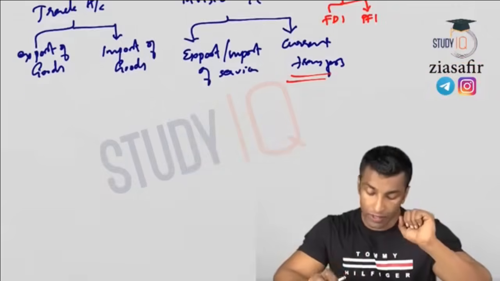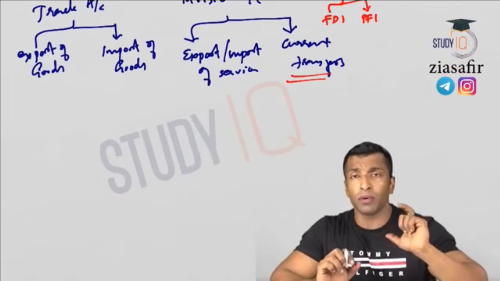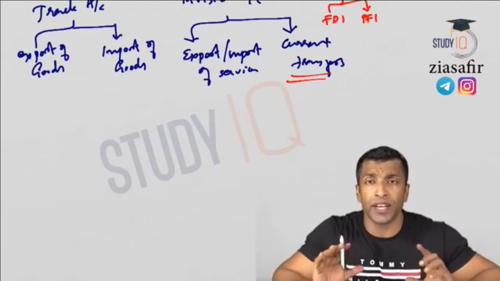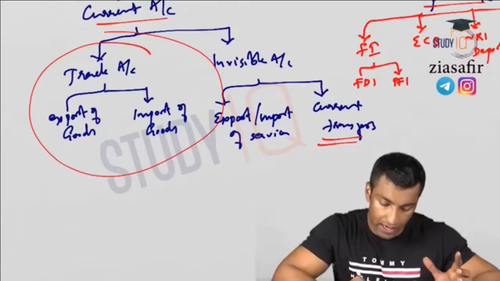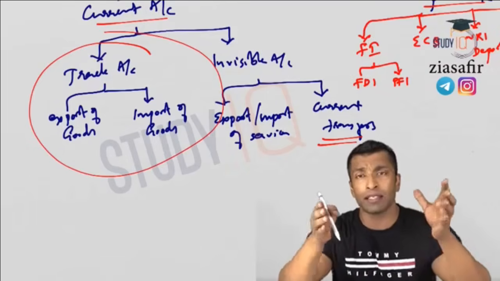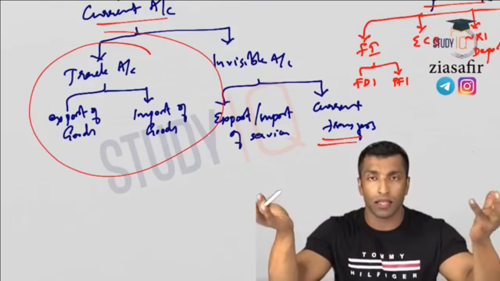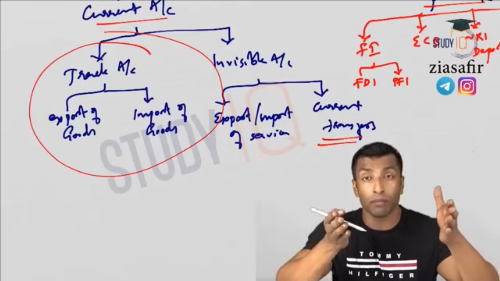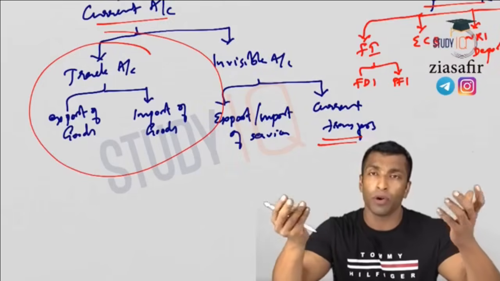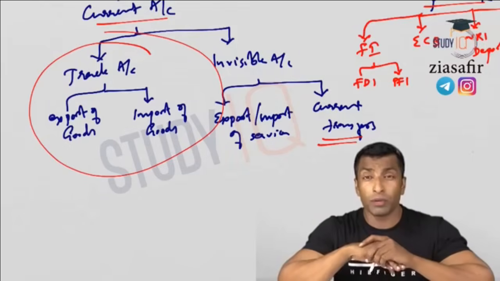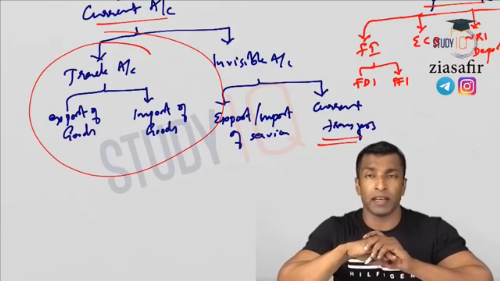So I hope you understood this. Now we need to talk about 2-3 concepts. First, trade account balance. So when you talk about trade account balance, it's actually export minus import. That's it. Nothing more to discuss over there. It is implicitly clear that I'm talking only about goods. So trade account balance is export of goods minus import of goods.